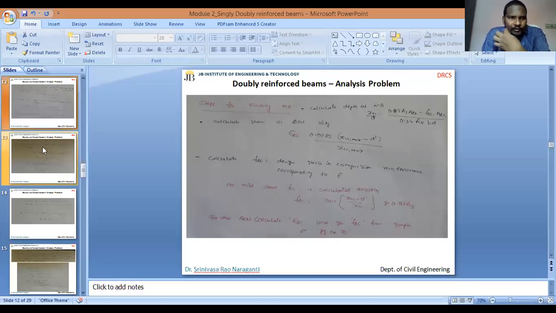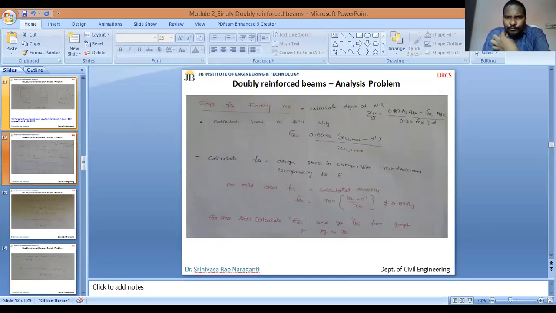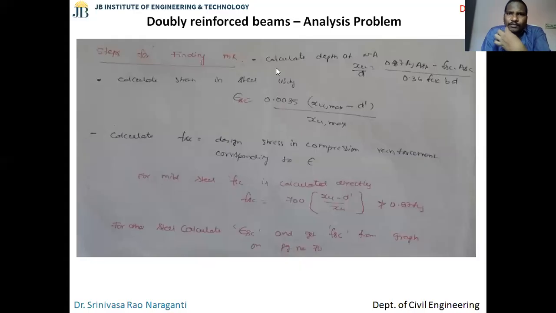Now let us see. Here are the steps for finding out, so we have seen the provisions. Now let us see the steps for how to find out the moment of resistance. Let's talk about the analysis problem.